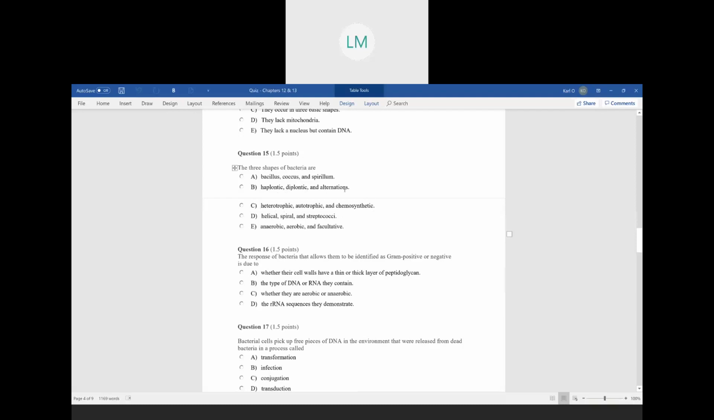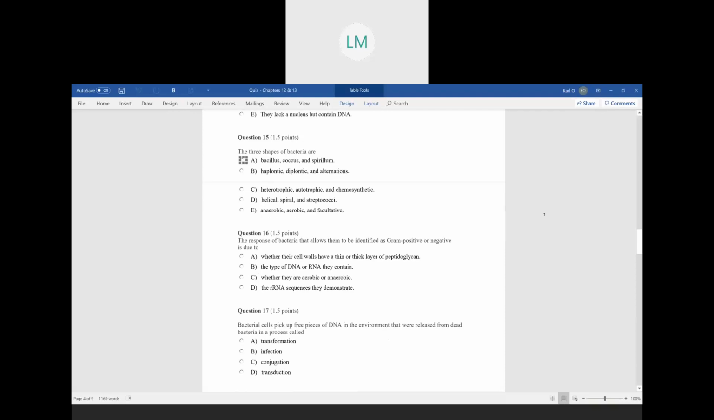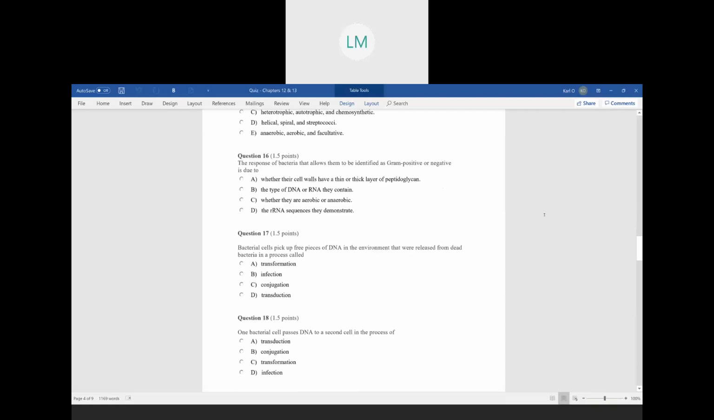Haplontic, diplontic, alternations, that's also not referring to the shape, kind of referring to a life cycle. Bacillus, coccus, and spirillum, this is the answer we're looking for here. They have the rod shapes, the spherical shapes, and the spiral shapes. Bacillus, coccus, and spirillum.